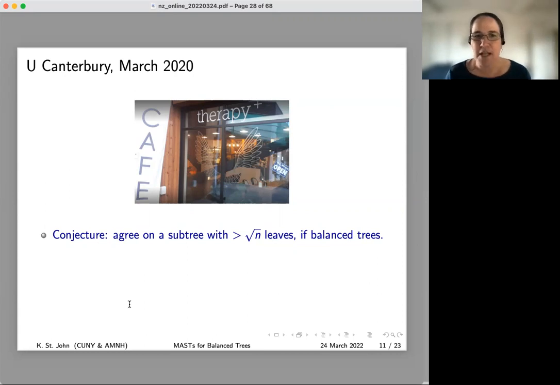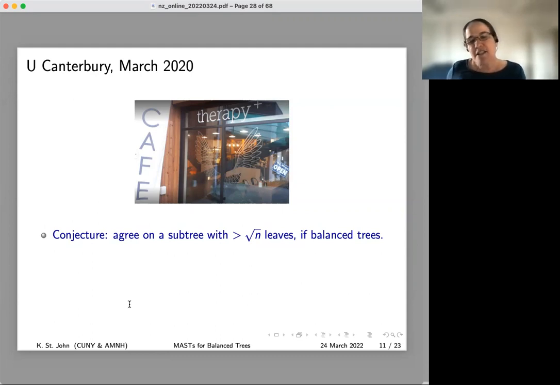And for anyone who's spent any time with Charles, this should be a very familiar sight. Is it, Mike, is it still open? Yeah, okay, I was hoping. Okay, so this is one of the cafes at the University of Canterbury in Christchurch.